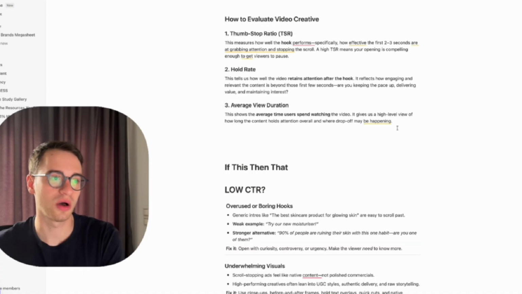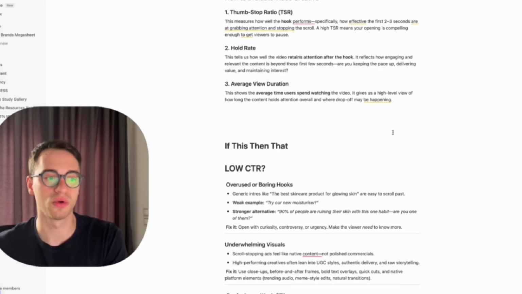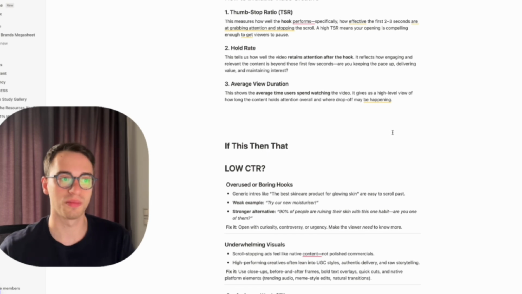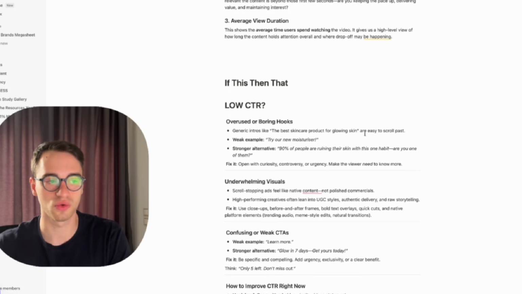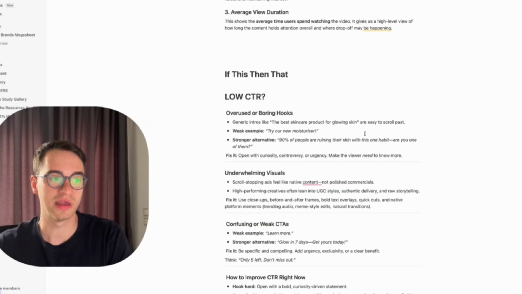So we talked about how we can evaluate video creative. Obviously, it's 3 key metrics: thumbs up, the hold rate, and the average view duration. But let's dive into some of the most common mistakes that I see across the funnel and across all those key metrics, both from a video but also from a static perspective. Most of those can apply to both static and video. And let's start with click rate here.